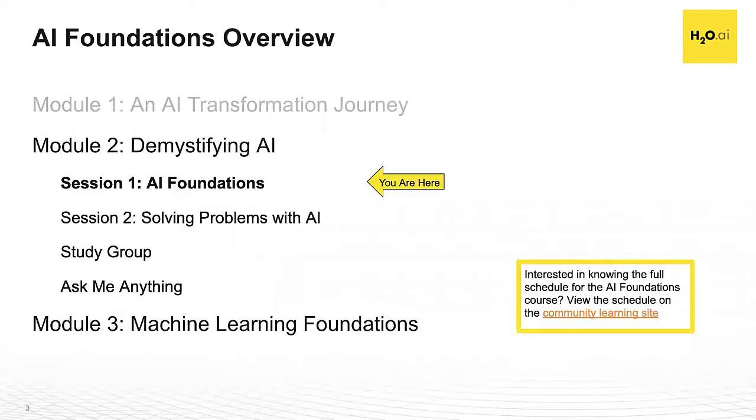This is just a reminder that this is the session that you're in. And, as we go along, we'll continue to guide you to make sure you're in the right place. But this module does consist of 2 sessions and then a study group and an Ask Me Anything forum. And then we'll be moving on to machine learning foundations next week. And of course, if you want to see the full schedule, you can always go to the training site.